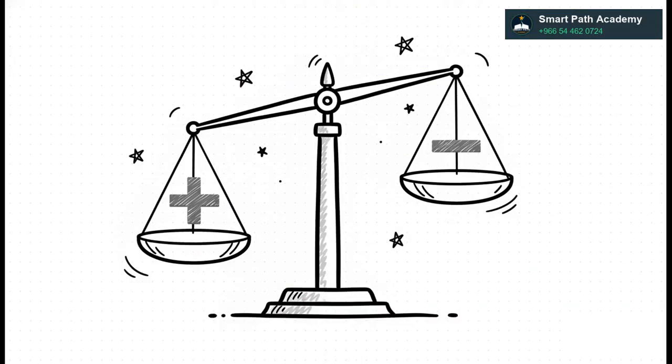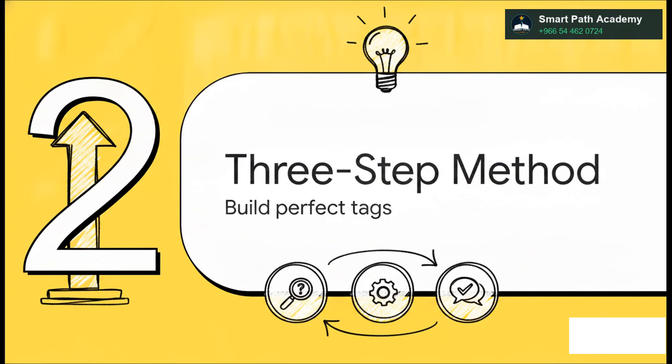Think of a question tag kind of like a balance scale where opposites attract. If the first part of your sentence is positive, it usually takes a negative tag. And on the flip side, if your sentence starts out negative, it almost always takes a positive tag. Positive goes with negative and negative goes with positive. It's all about keeping that perfect balance. Moving on to Section 2, the 3-step method for building perfect tags.